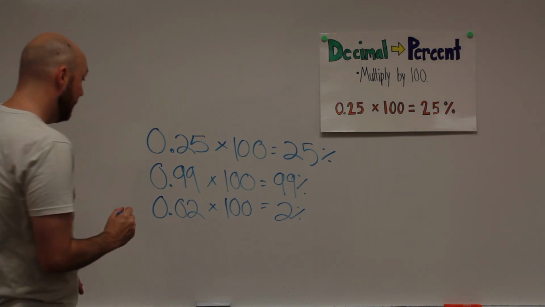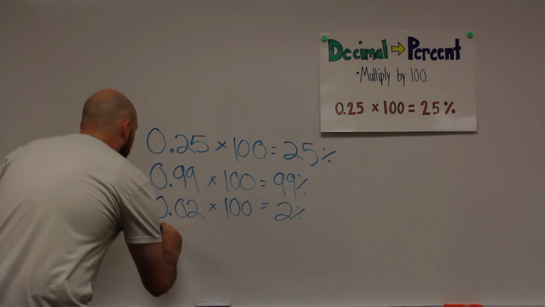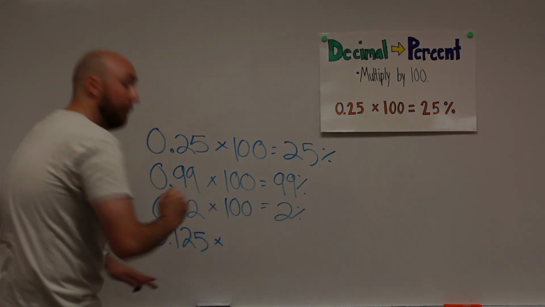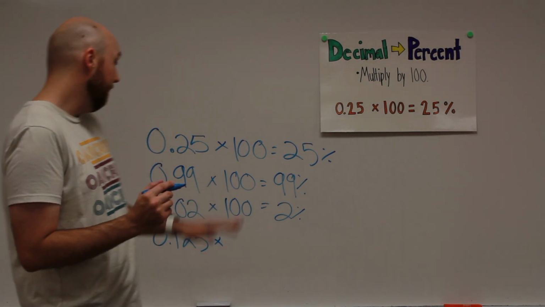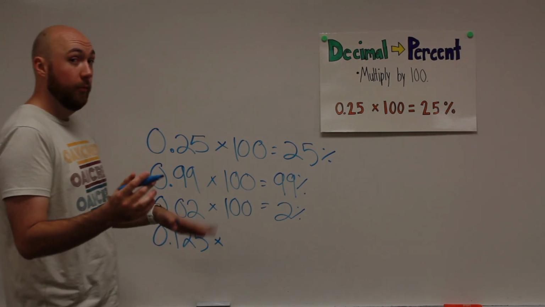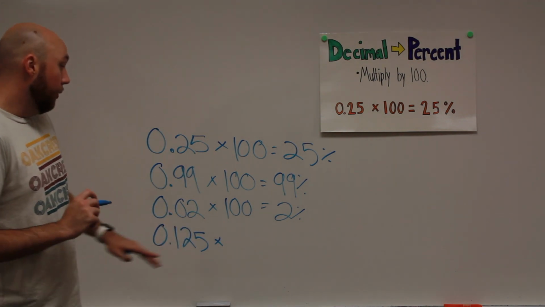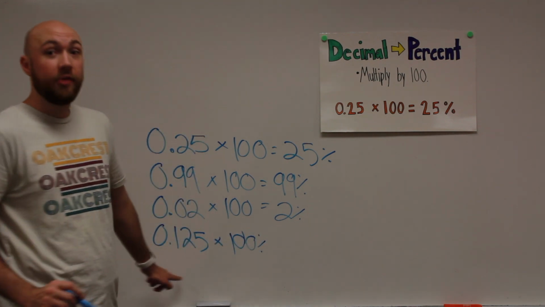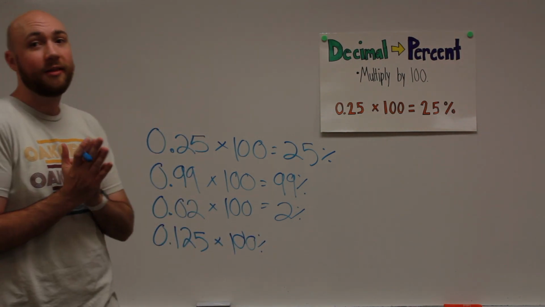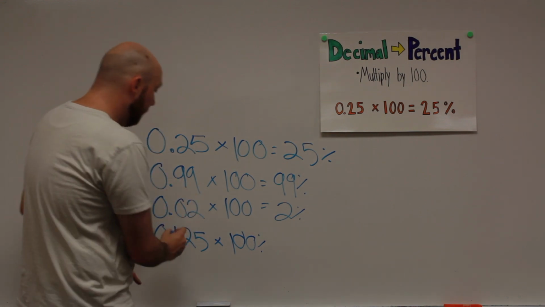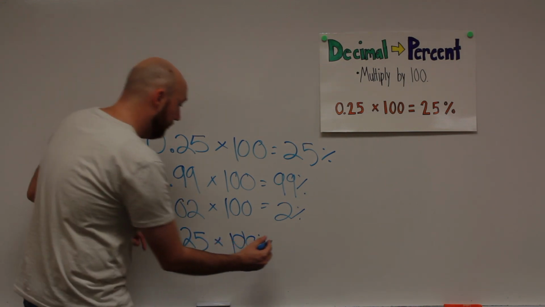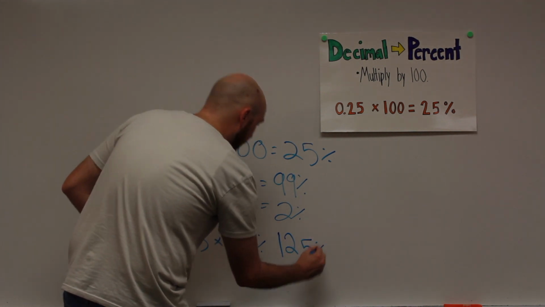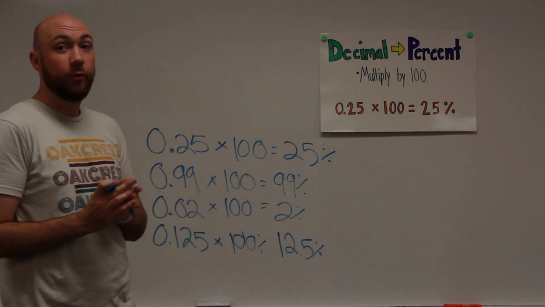Okay, what if I did, let's do 0.125, right? This is going to be a benchmark fraction that we should know, and we'll get into that. But when we multiply this by 100, it's not 125%, so do not make that mistake, okay? If you move the decimal, or if you multiply by 100, it is 12.5%, right? It's not 125%.